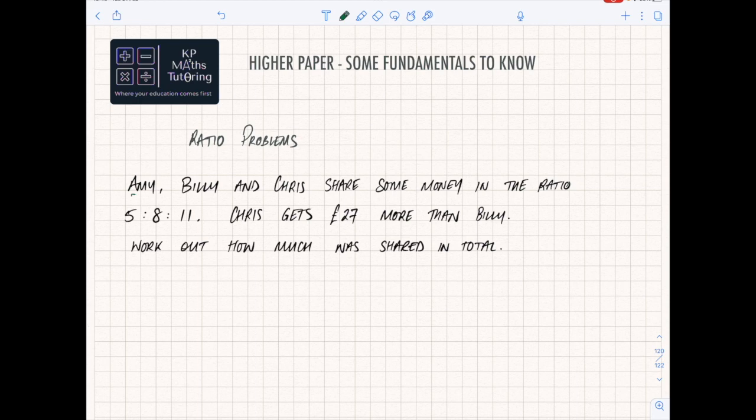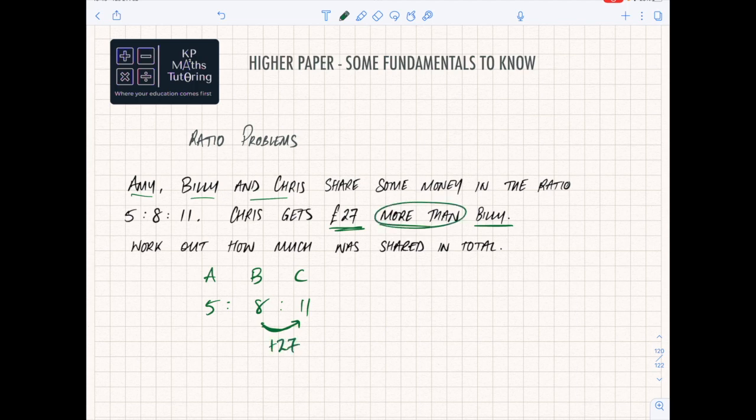Okay, so let's read this. We've got Amy, Bill, and Chris share some money in the ratio 5, 8, 11. So Amy, Bill, and Chris, I'm going to write it this way, share some money in the ratio 5, 8, 11. So just write down your key pieces of information. Now the reason this question is slightly harder is because it says Chris gets £27 more than Billy. So we're talking about these two ratios, right? The difference between those two ratios is £27.